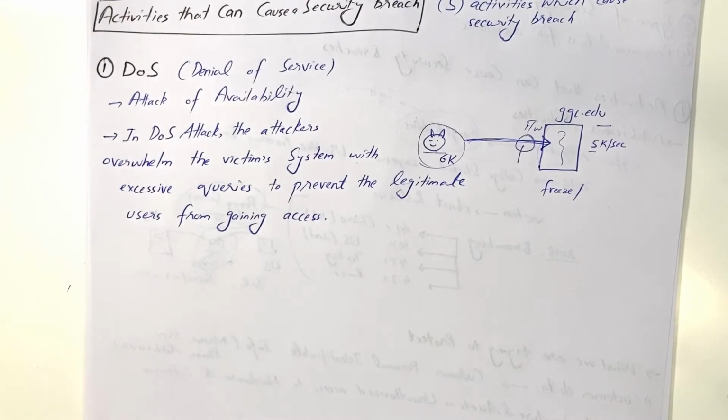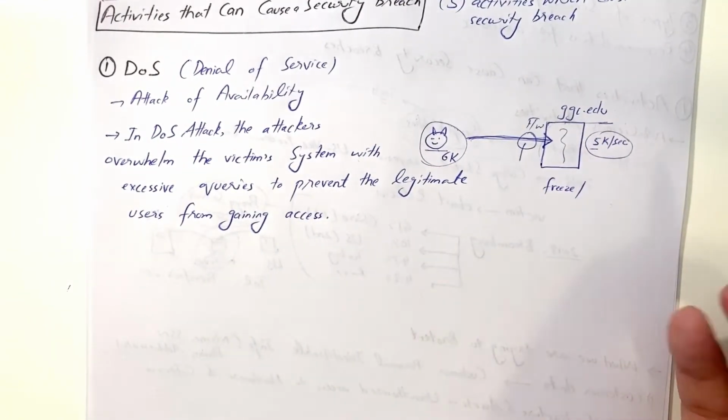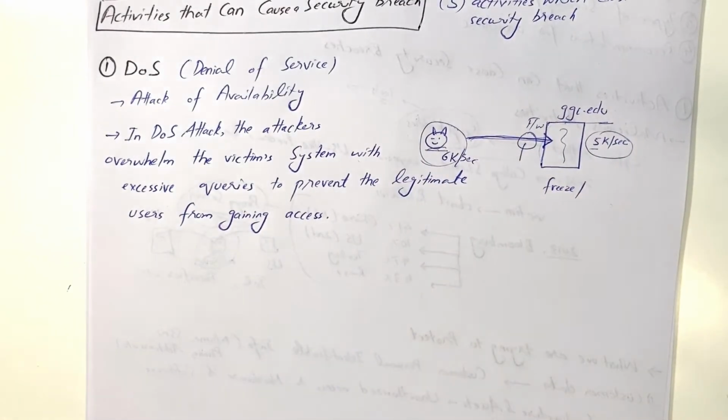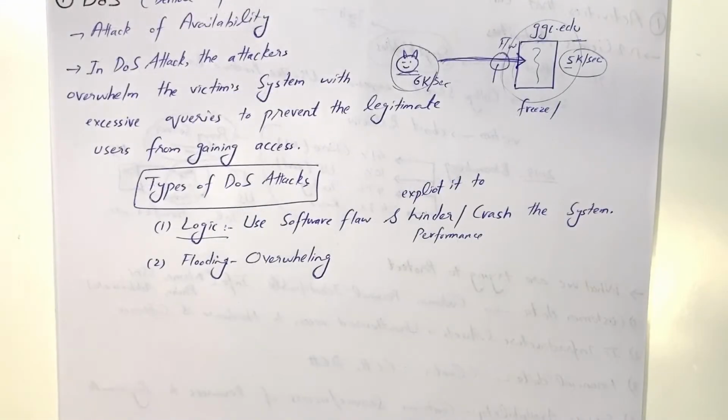Okay, so now what will happen? Again, this server can handle 5,000 queries per second, and if somebody starts pushing 6,000 queries per second, what will happen? The server will get overwhelmed. Okay. So there are mainly two types of DDoS attack. One is the logic DDoS attack, and second is the flooding.